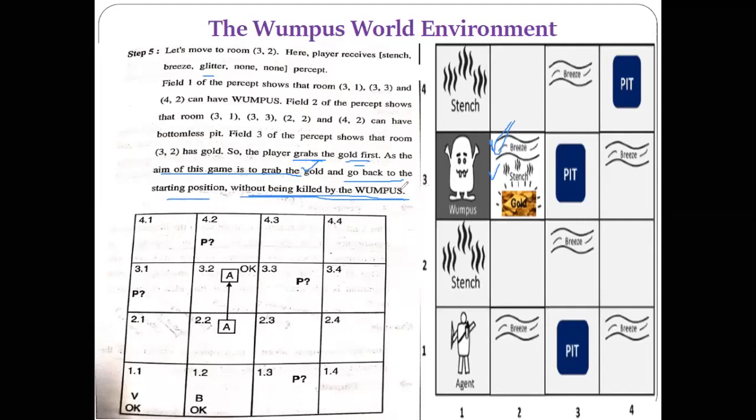Now, what will be its safe sequence to return back? I am asking the safe sequence to return back. What options does he have to return back?